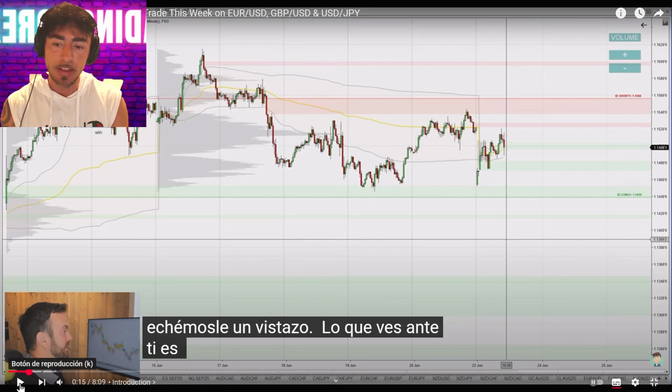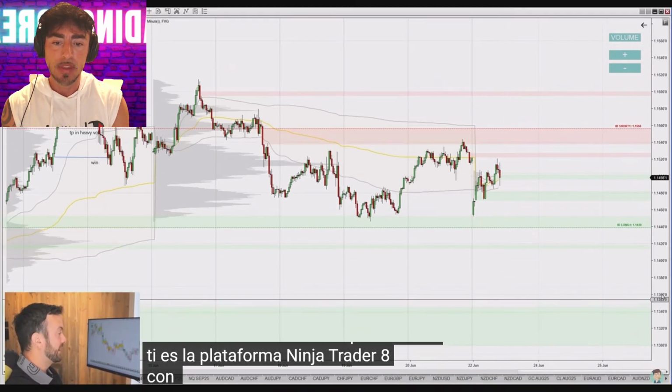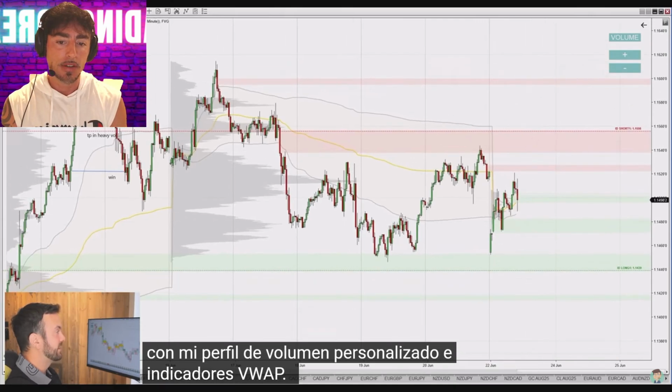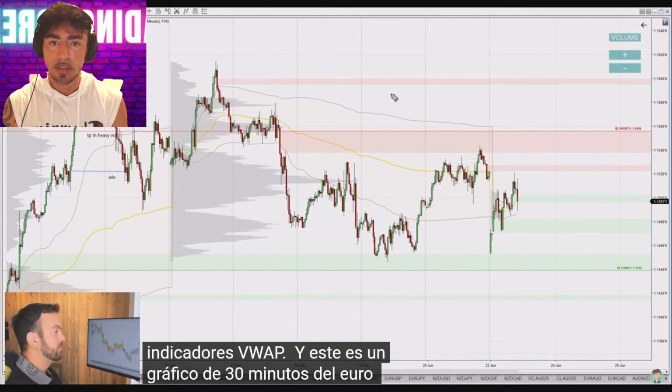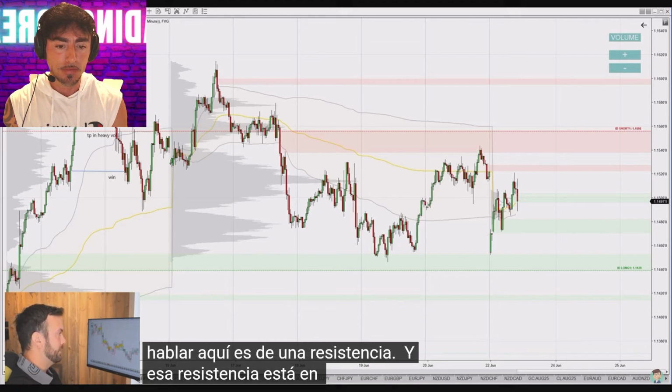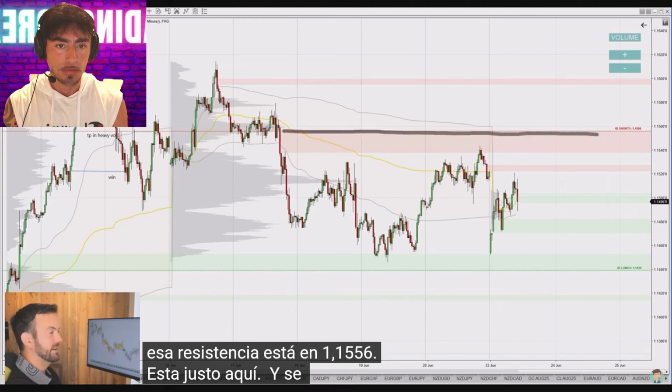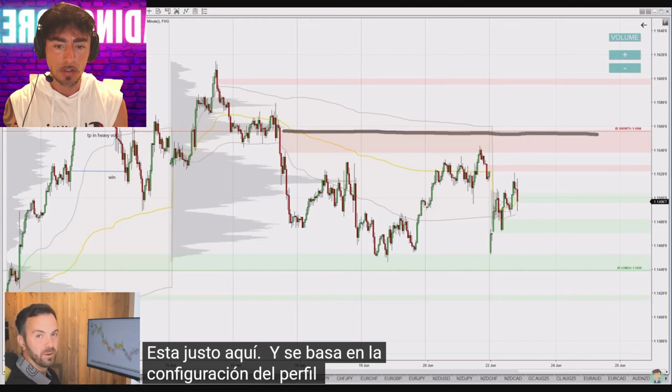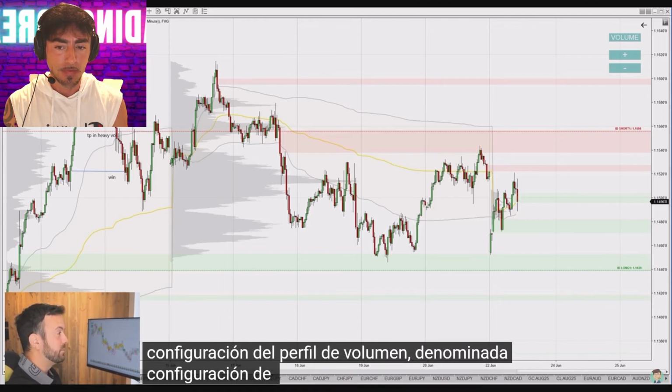Dahmer del trading. This is NinjaTrader 8 platform with my custom-made volume profile and VWAP indicators, and this is a 30-minute chart of the euro dollar. What I want to talk about here is a resistance, and that resistance is at 1.1556. It is right here, and it is based on volume profile setup, which is called the volume accumulation setup.